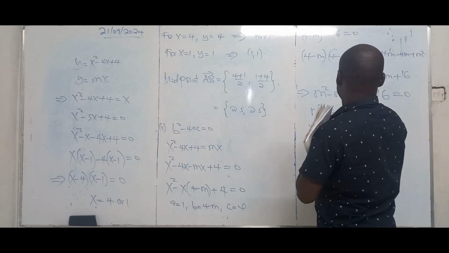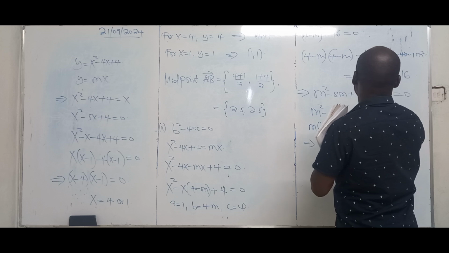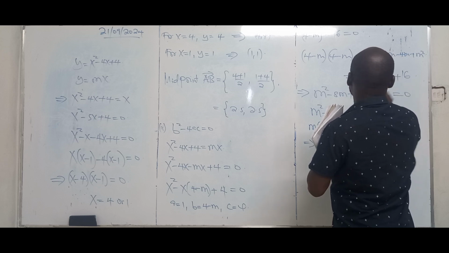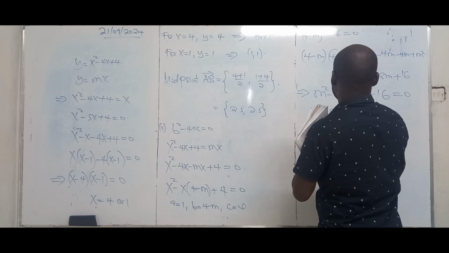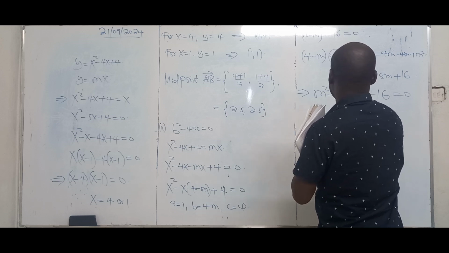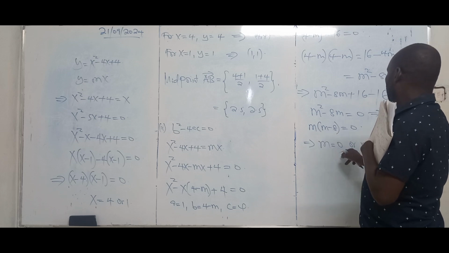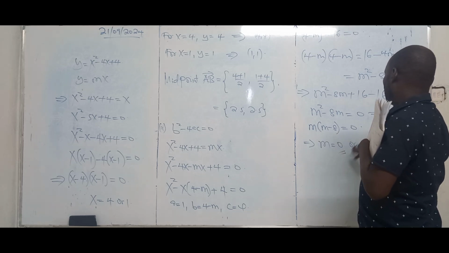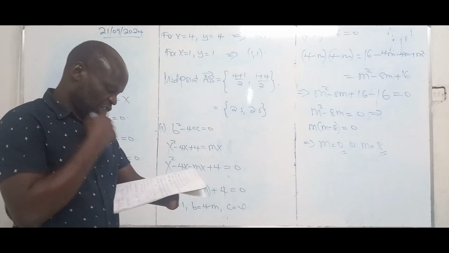Because plus 16 minus 16 gives me 0, m squared minus 8m is equal to 0. I can factorize, so that I have m into m minus 8 is equal to 0. So either m is 0 or 8.